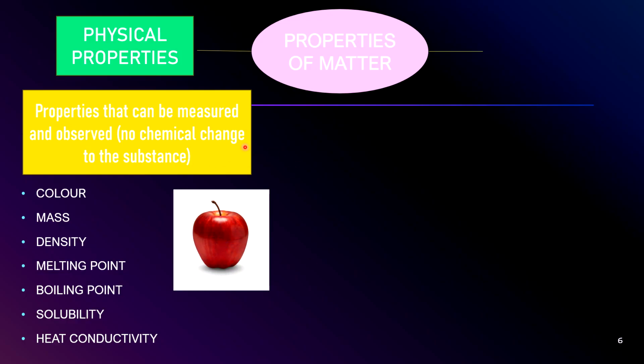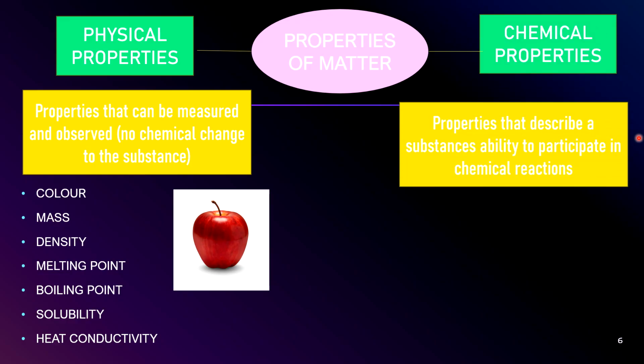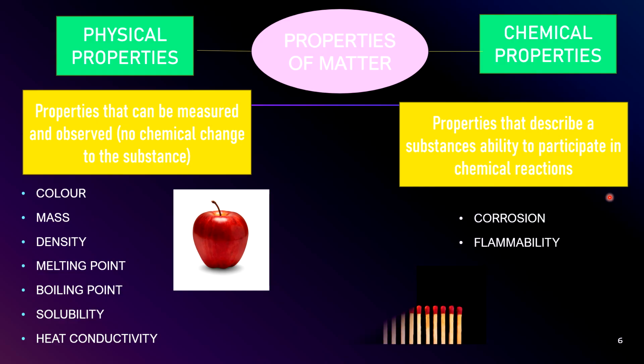So here's an example of physical properties. The second property of matter is chemical properties. What chemical properties mean is properties that describe a substance's ability to participate in chemical reactions. So for example, corrosion and flammability.